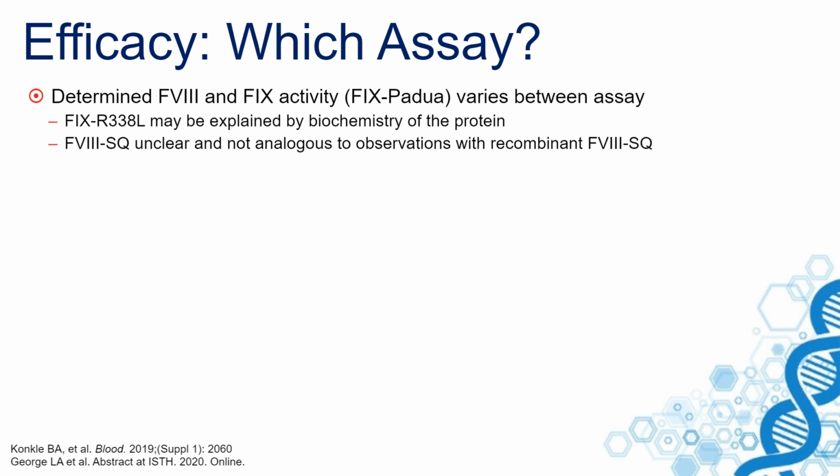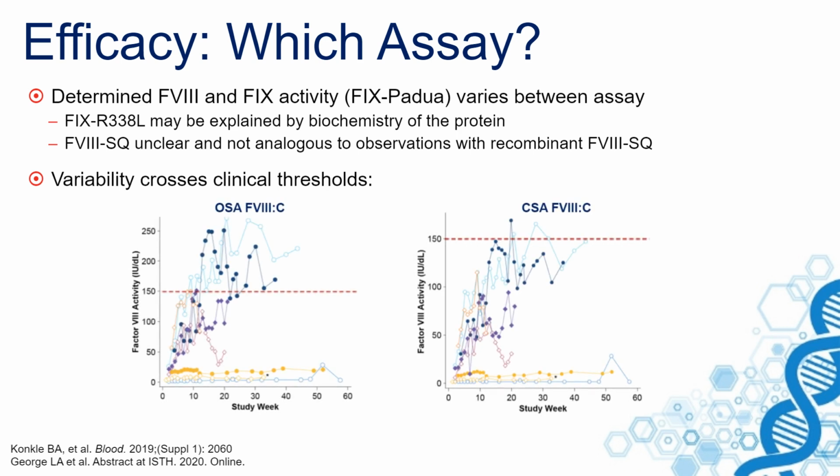And these one-stage assays, the discrepancies between the one-stage and the chromogenic assay become important based on clinical trial data. Because depending on which assay you use, you start to potentially cross therapeutic thresholds. So this is data from one trial looking at factor VIII activity over time, by the one-stage assay versus the chromogenic assay. And you can see if you use the one-stage assay, the levels are super therapeutic, or if you use the chromogenic assay, the levels are within therapeutic range.